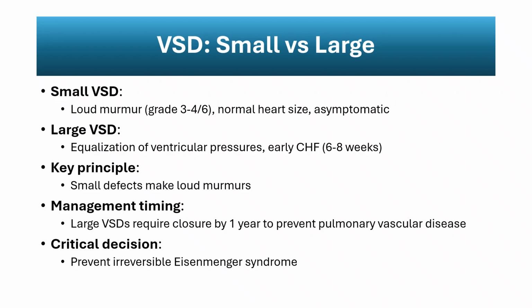Management depends on size and physiology. Large defects should be closed surgically by 1 year of age to prevent progression to pulmonary vascular disease. Waiting too long risks the development of Eisenmenger syndrome, an irreversible state where pulmonary hypertension causes shunt reversal and cyanosis. Understanding these differences allows early recognition and intervention, ensuring infants with large VSDs receive timely closure before permanent vascular changes occur.